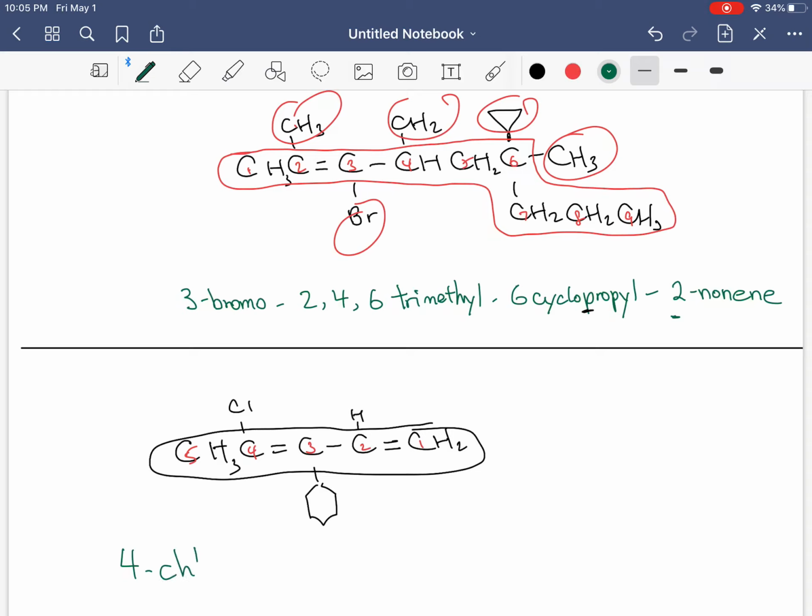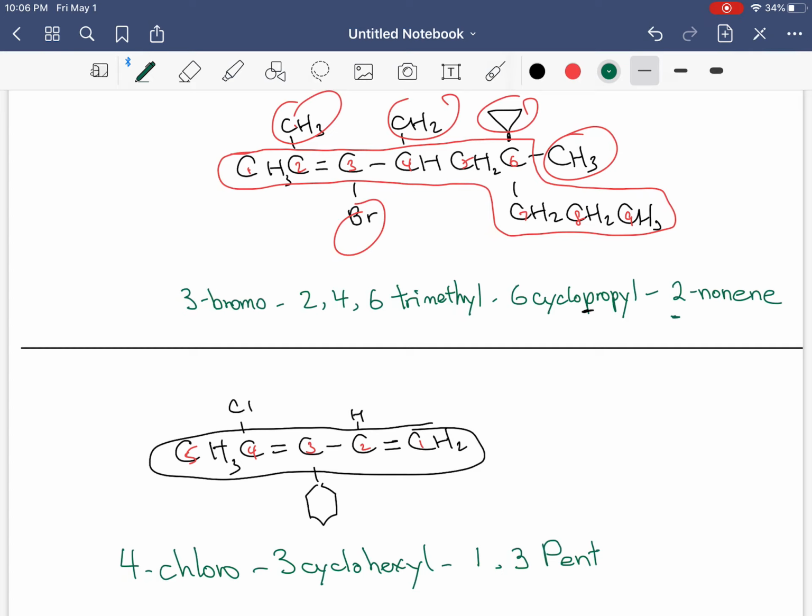Okay. I see a 4-chloro. I see a 3-cyclohexyl. Oh God. I see 2 double bonds. I usually only see 1. Well, this is what you're going to do. You're going to indicate where those double bonds are. So you know that there's a double bond at carbon number one. There's a double bond at carbon number three, right? And this is a five carbon molecule, which we will say pent.